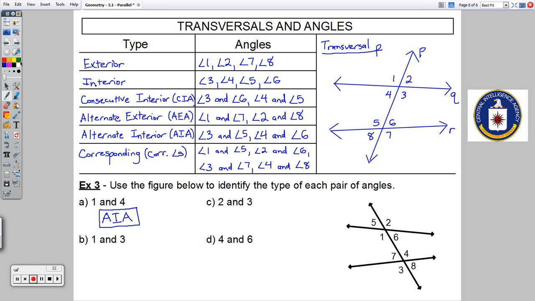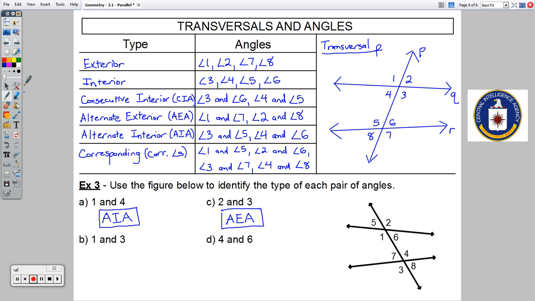2 and 3, we've got right. Keep doing that. I got to select the highlighter first. There we go. 2 and 3 on alternate sides of the transversal, and now on the exterior of those two lines that it intersects. So 2 and 3 is alternate exterior angles. And again, if you want to abbreviate that, A, E, A. Looks like it went to part C instead of part B first, but that's okay.